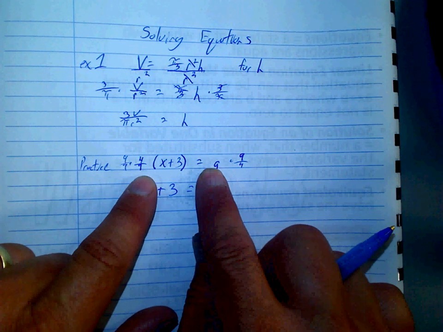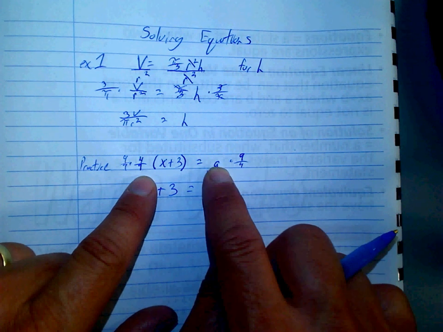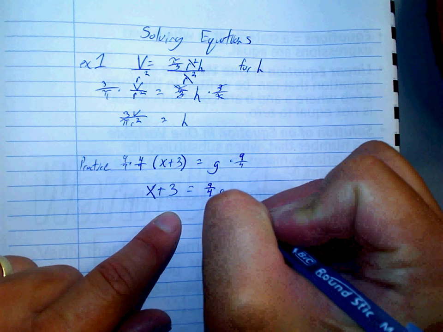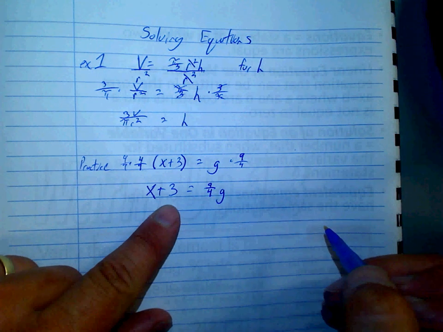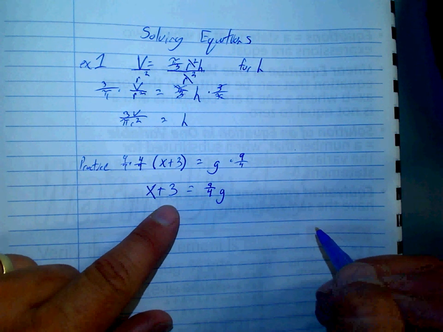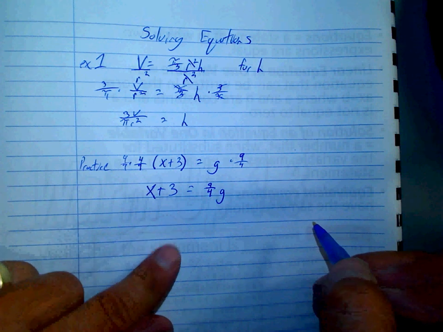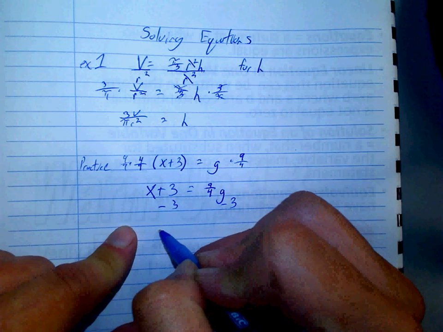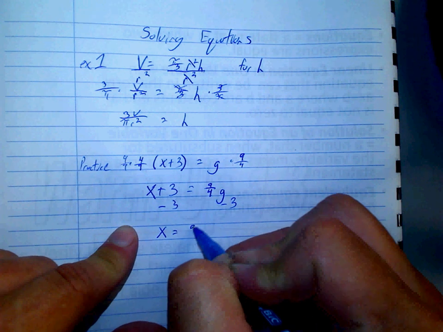9/4 times g. I'm just going to write it as 9/4 g. You all right with that? What would be the last thing I have to do? Anybody? Yeah, now just subtract the 3. And x is the 9/4 g minus 3.